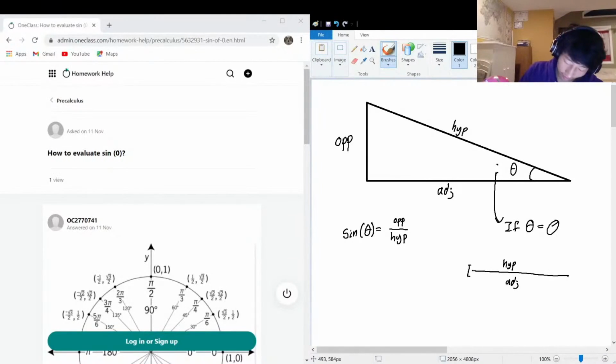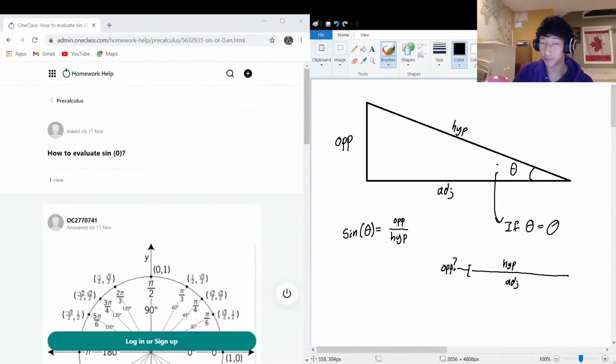Our opp would be like this. But would we even have any if they're on the same line? How would we even measure that if our theta was 0? We wouldn't. There would be no opposite. It would have a length of 0, if we were to have an angle of 0. Okay, so that's a nice, easy way to think about it.